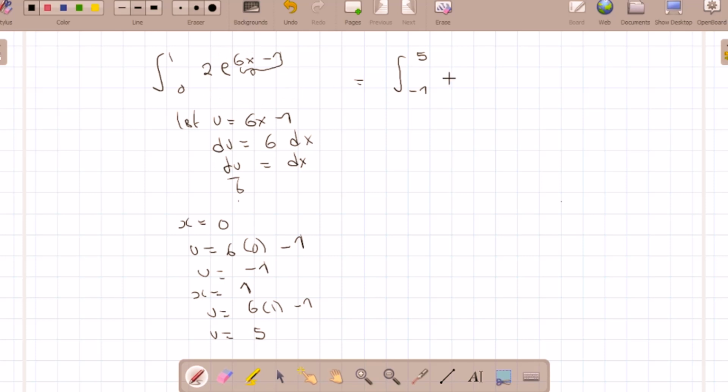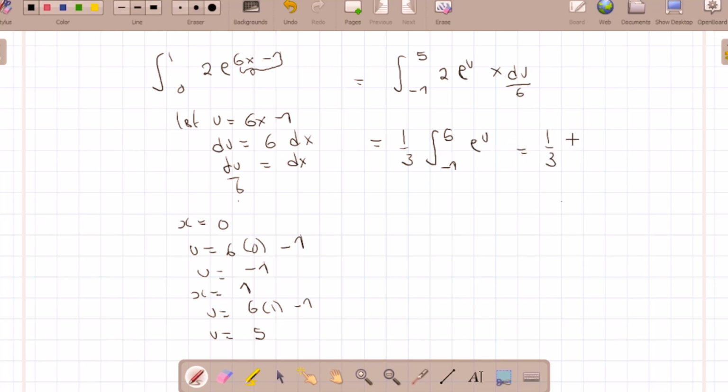And of course, this is going to be 2 e to the power of u multiplied by the dx, which is du over 6. Now the 2 into 2 is 1, the 2 into 6 is 3, and the 1 over 3 is a constant, so we can take it out of the integral. So we shall have e to the power u. Okay, and then now we know that the integral of e to the power u is e to the power u. Now this has to be equal to 1 over 3.